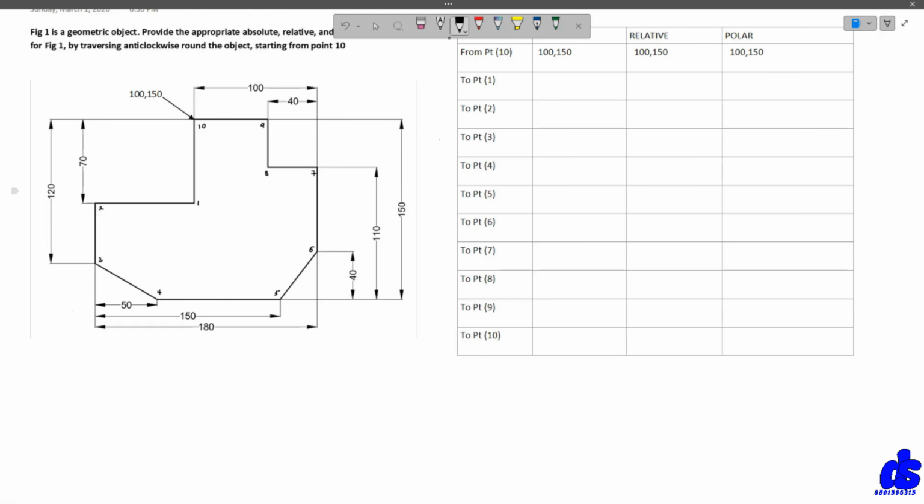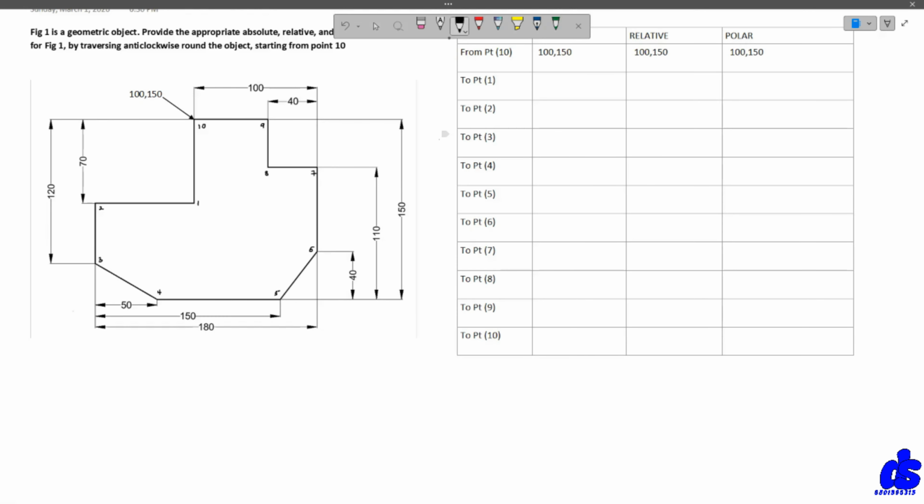Hello everyone, welcome to Daily Solutions. In this video, we have a figure that we want to recreate in AutoCAD. This video is going to be part one, where we accurately fill out the table here using the appropriate coordinate system. So the question goes like, figure one is a geometric object.